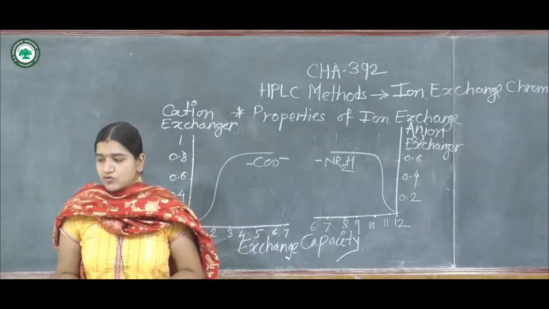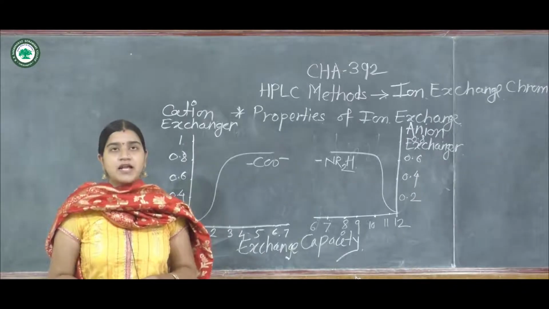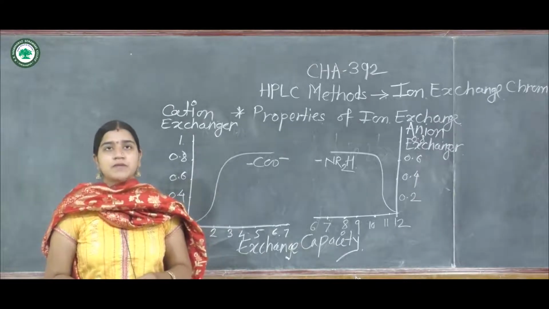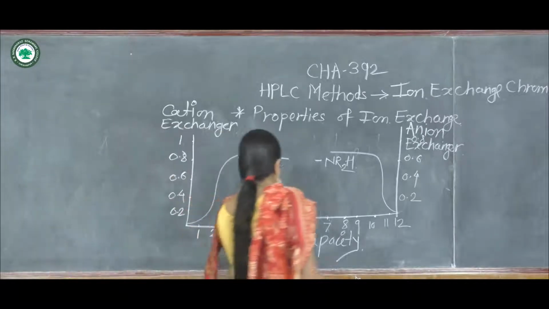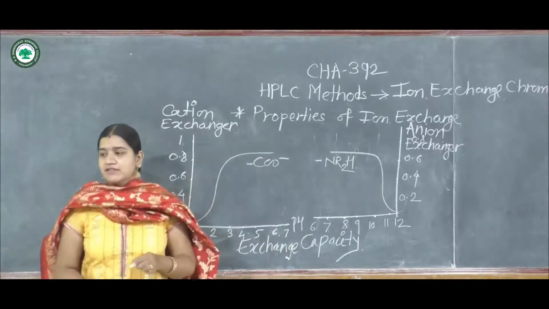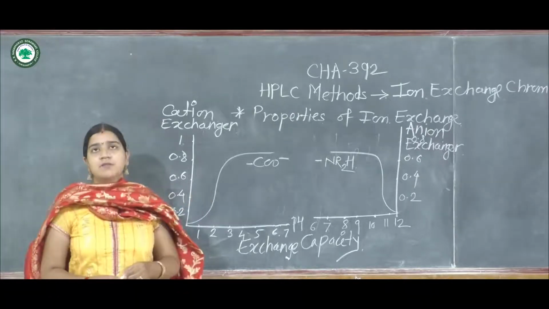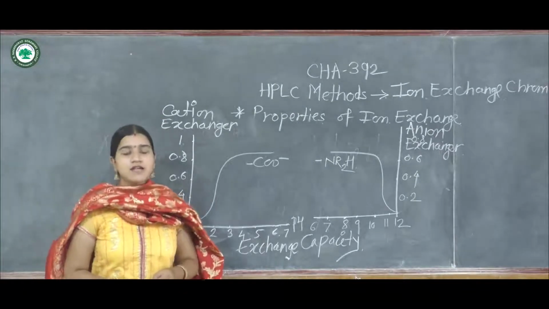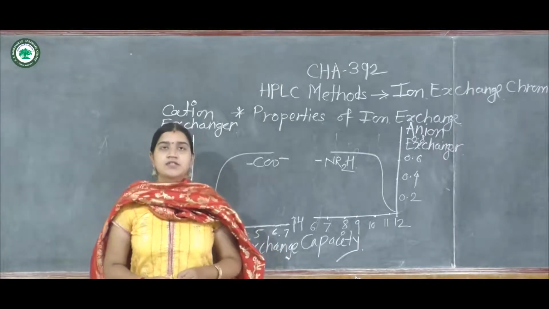by using the ion exchange chromatography, because the retention behavior of the analyte is highly influenced by the pH of a mobile phase, and this pH range for the cation exchanger as well as the anion exchanger is explained here with the help of a graph. So this is all about the different properties of the ion exchanger.